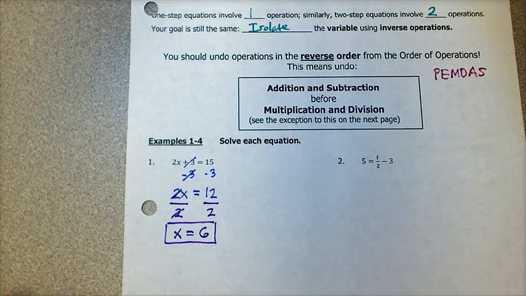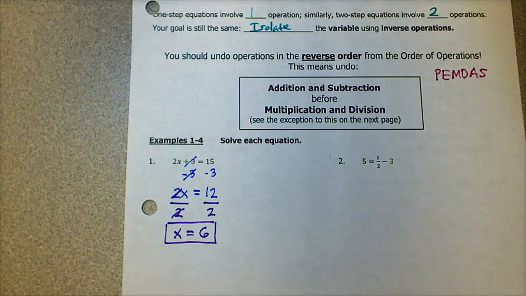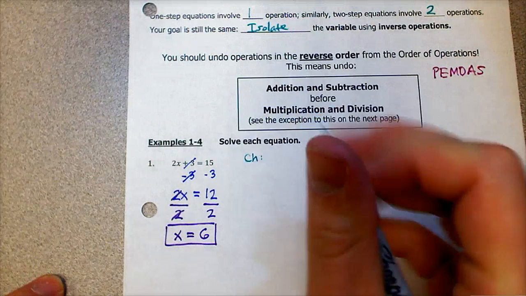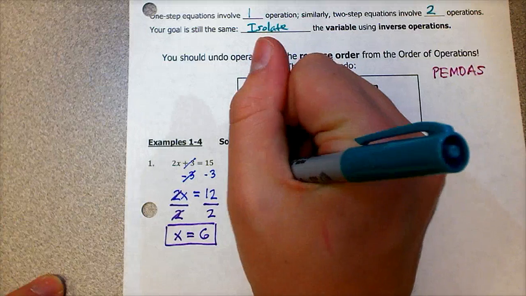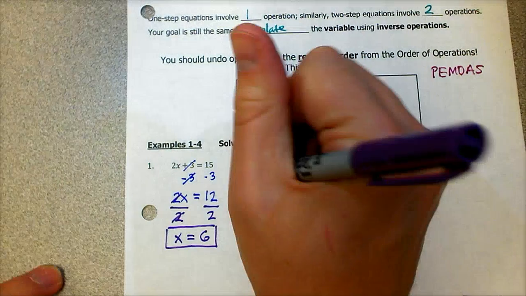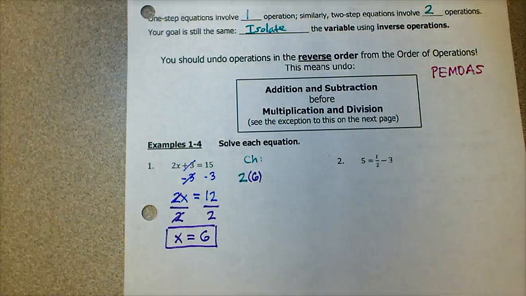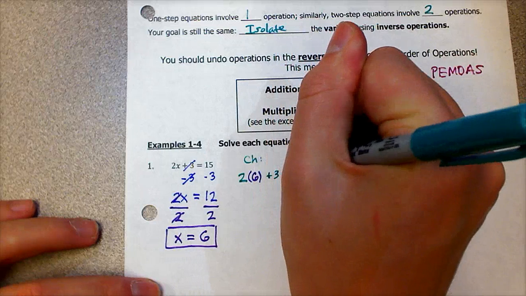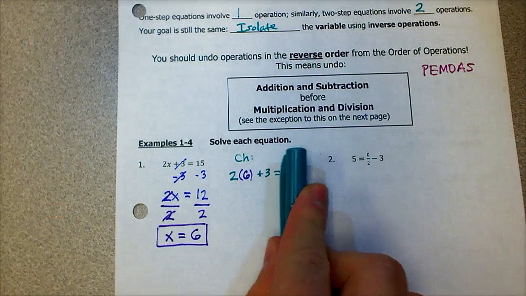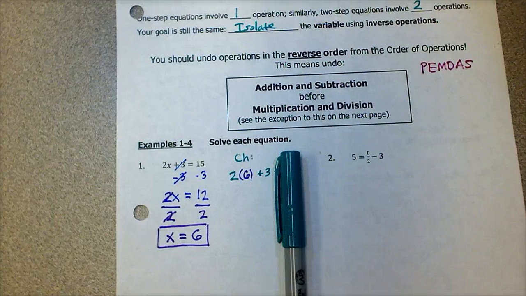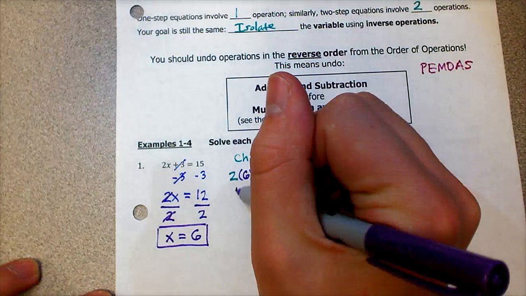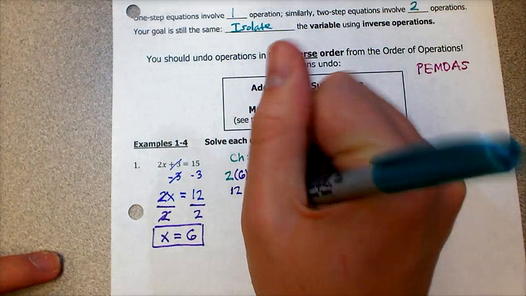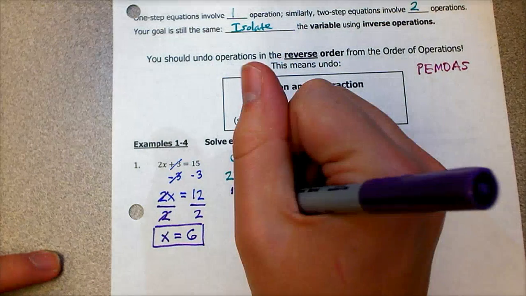Your checks become even more important when you're doing two-step equations. So let's look at the check for this one. To check this, I'm going to take my original equation, 2 times x, and I know x is 6 now. So I'll substitute a 6 in for my x, plus 3 equals 15. Now to do the check on the left side, I'm just going to follow my order of operations. So 2 times 6 I know is 12, and 12 plus 3 just so happens to be 15. So this does check out.